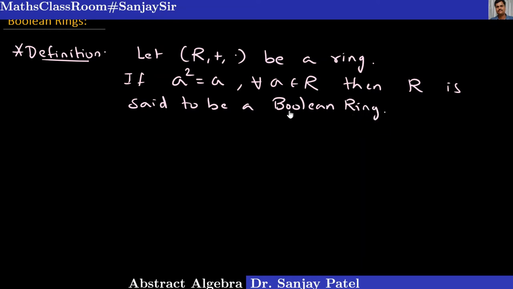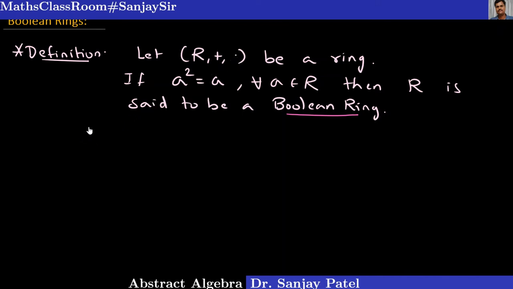The name Boolean ring is dedicated to the mathematician George Boole, who was the founder of Boolean algebra and Boolean rings. So it is known as Boolean ring. Here A square means A multiplied by A, that is, using the multiplication operation of the ring.